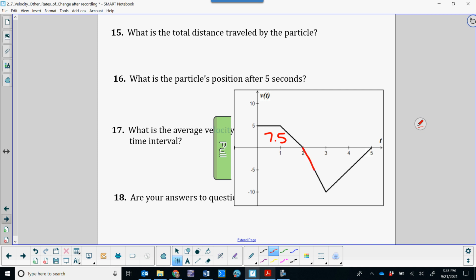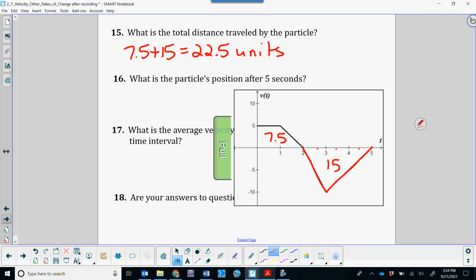This is a big triangle that is 1, 2, 3 units wide by 10 units deep. So 3 times 10, and then half of that is 15. Now, it's technically negative 15 because it's underneath, but since it's distance, we would want to keep that positive. So it would be 7.5 plus 15, or 22.5 units. That's the total distance traveled.